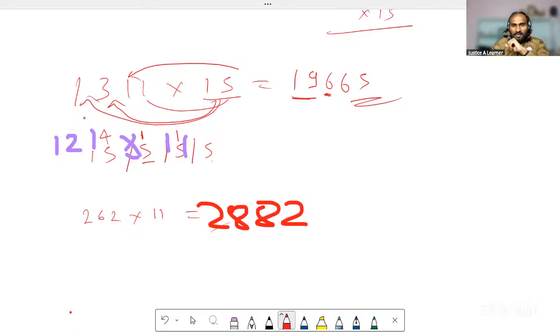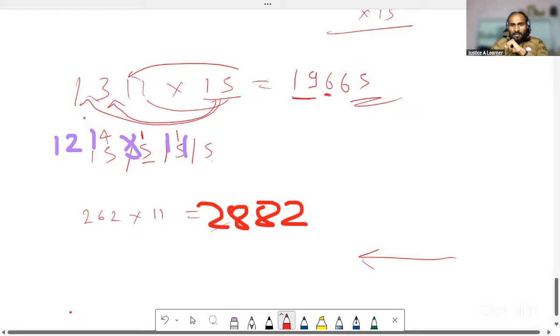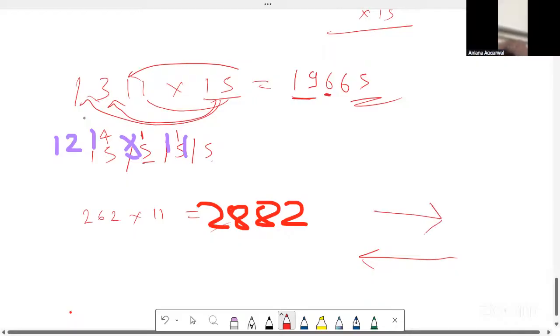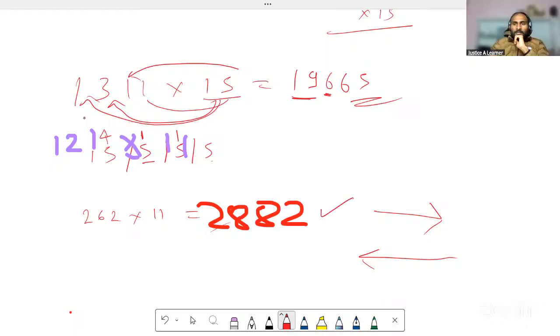You are using this method, and I'm using this method, right? Yeah. This method is okay on paper, but this method is not okay when you are doing it mentally because you do not tell the answer like this. You may forget in long questions.